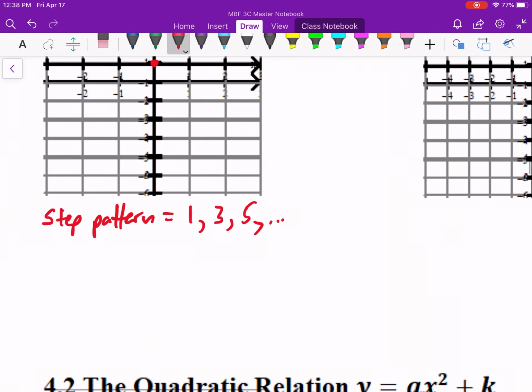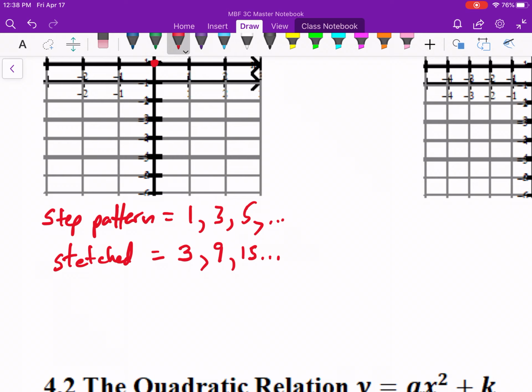So the stretched step pattern is going to be 1 times 3. My first step will actually be 3. And then my next step would be 3 times 3, so my second step would be 9. And then my third step is going to be 5 times 3, and so my third step would be 15.